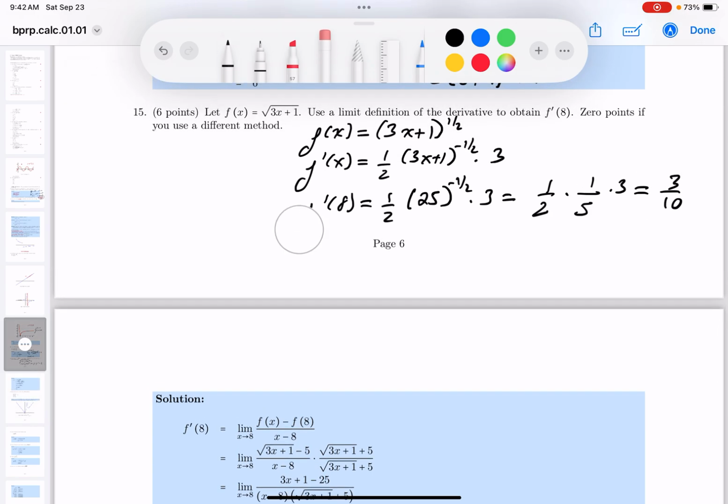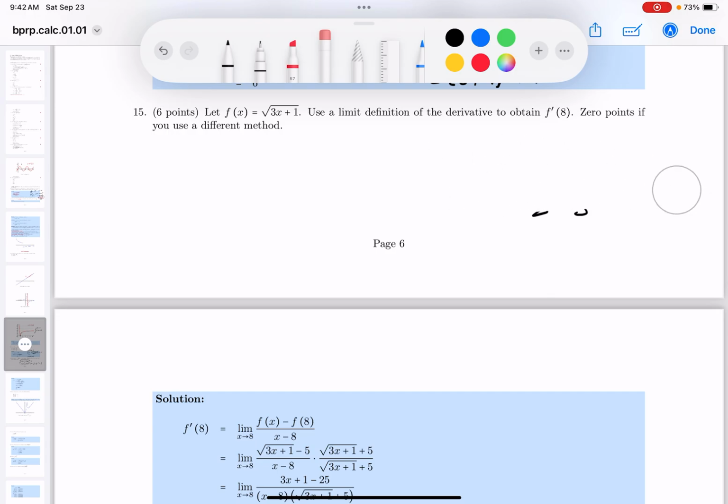So I'm going to erase this, saying this is not what we want you to do. So what do we want you to do? Limit definition. So why don't we write down f prime. There are 2 different ones you could use, by the way. At least most teachers teach 2. It's going to be the limit as x goes to, I'm sorry, x goes to 8.